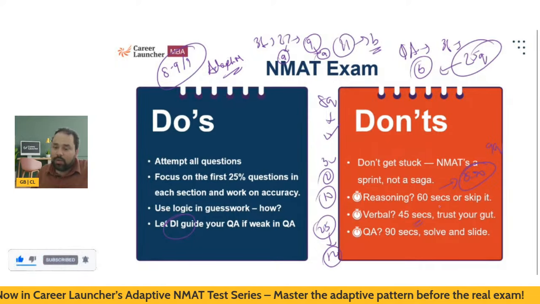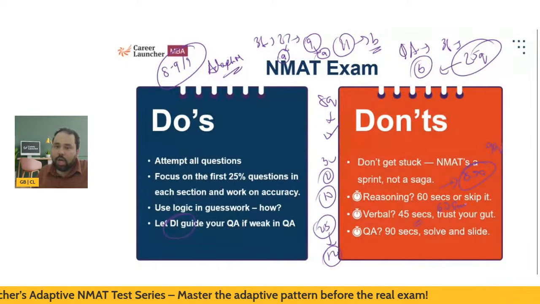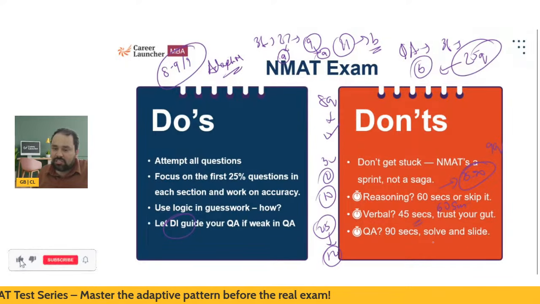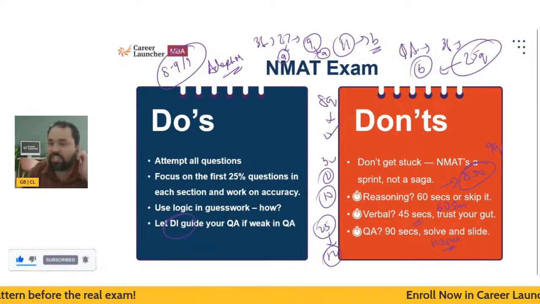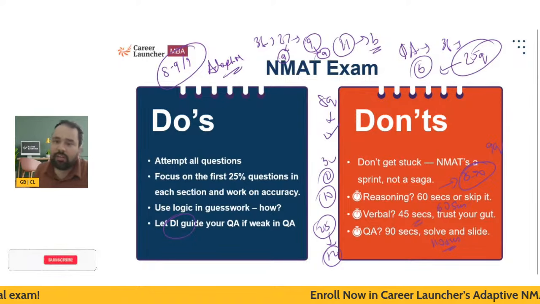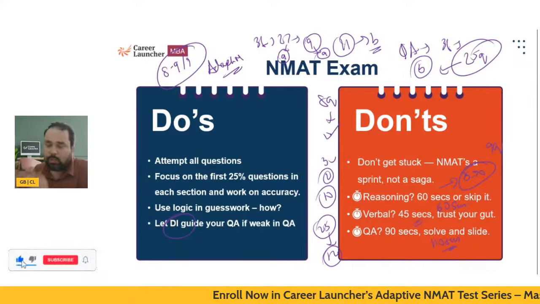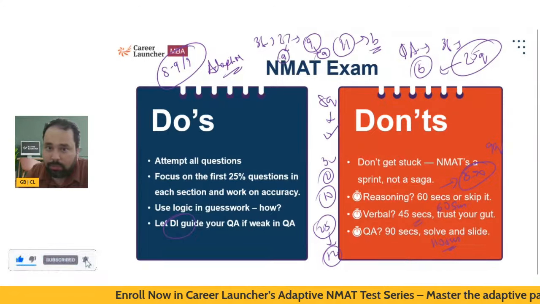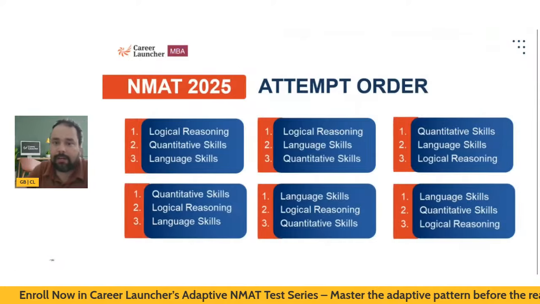Especially if it's the first 9 questions. In the first 9 questions of verbal, if you want to give 60 seconds, give it. In the first 9 questions of quant, if you want to give 110 seconds, give it, because the first 9 questions are very important. In the first 25%, if you've gone ahead and aced it well, you have a good chance of doing well in this paper. So please keep these things in mind.